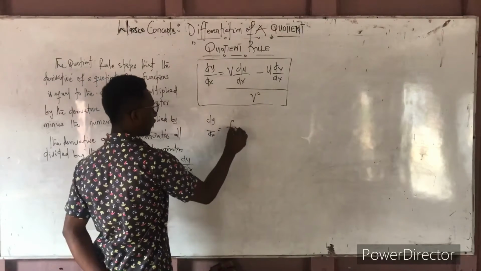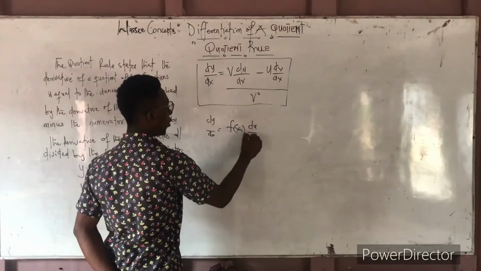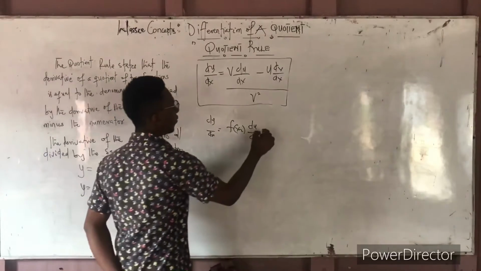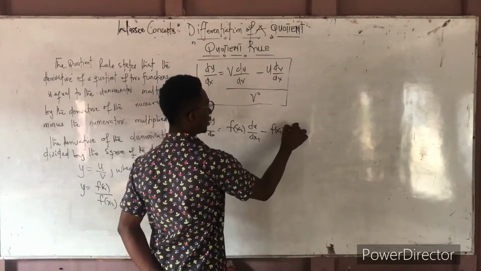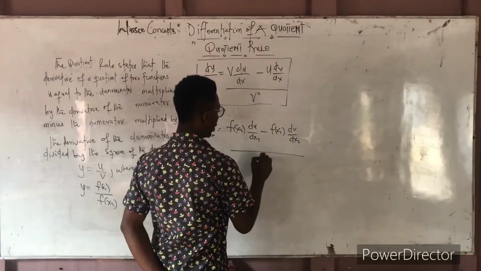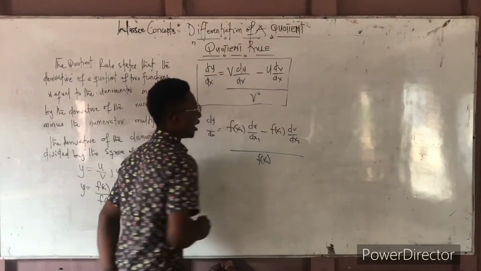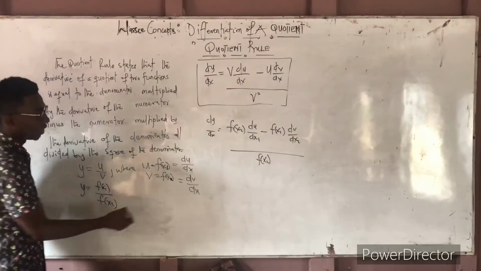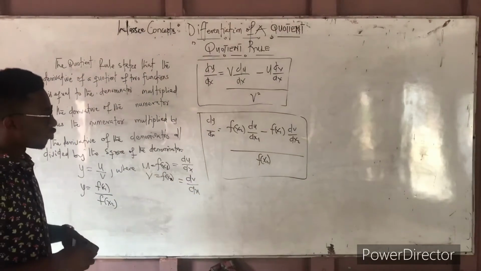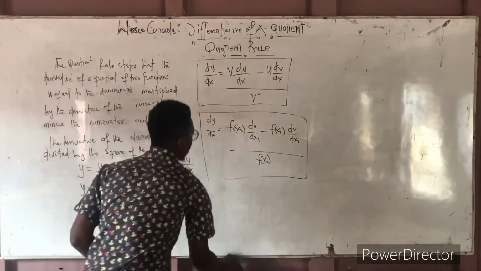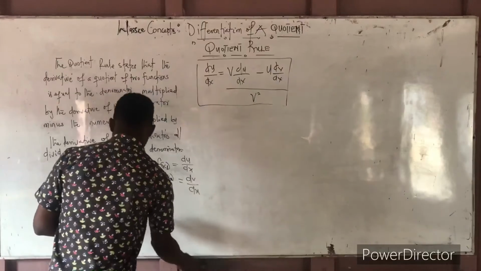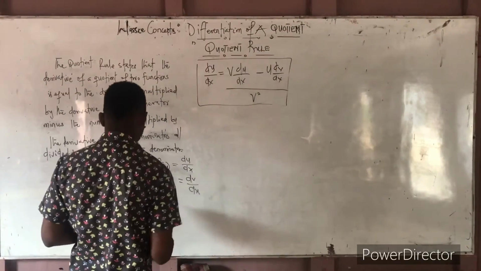If you want to use the function notation, then dy/dx is equal to the function f of x2 multiplied by the derivative of f of x1, minus the function f of x1 multiplied by the derivative of f of x2, divided by the function f of x2 squared. In terms of using the function, this is what we refer to as the quotient rule. Okay, now let's take one example under the quotient rule and look at how we go about it.